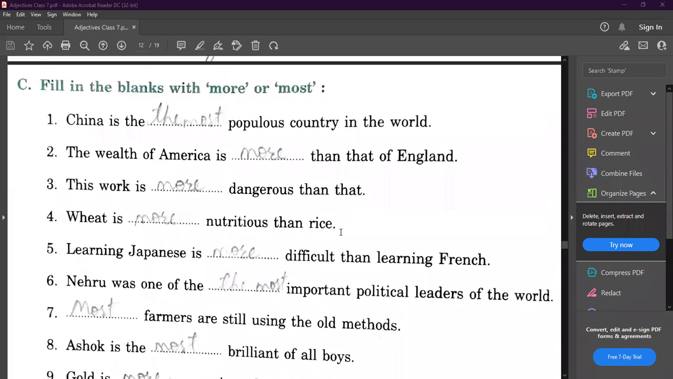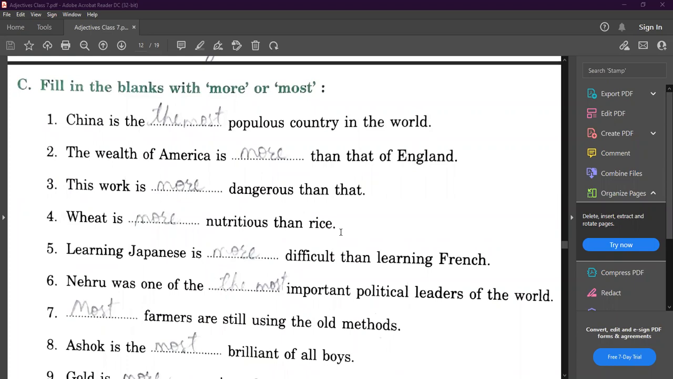Fill in the blanks with more or most. China is the most populous country in the world. Populous means populated. Okay. The wealth of America is more than that of England. This world is more dangerous than that. Wheat is more nutritious than rice. Nehru was one of the most important political leaders of the world.